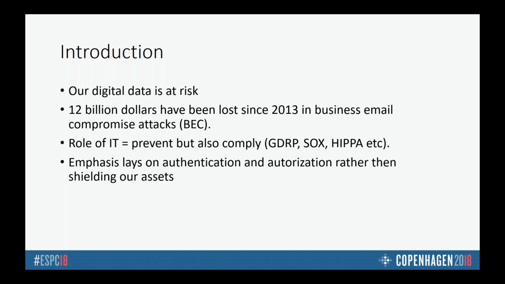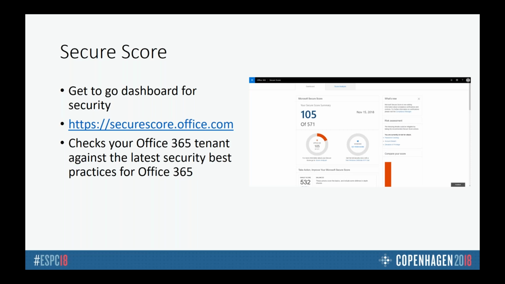So we will slowly start with different aspects of what can be done within Office 365. And the first thing that everybody should take a look at is Secure Score. Secure Score is a relatively new feature. It has been introduced maybe a year and a half ago, and it gives me a comprehensive overview of settings and best practices I need to implement in order to be secure.